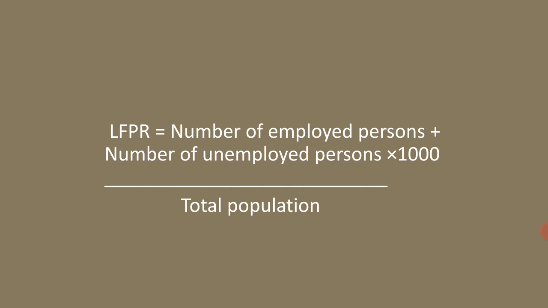So how is the labor force participation rate calculated out of the total population? How much labor force is there and how much is the labor force participation rate? How is it calculated? Please go through this formula. Number of employed persons plus number of unemployed persons into 1000, divided by the total population of the country. So it is calculated for what? It is calculated per 1000 and not per 100. Is it clear? So this is called what?